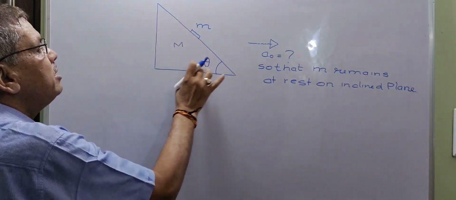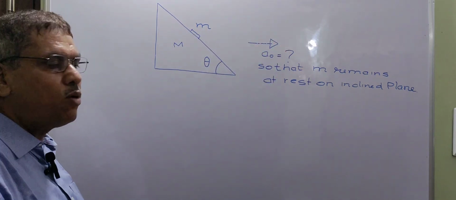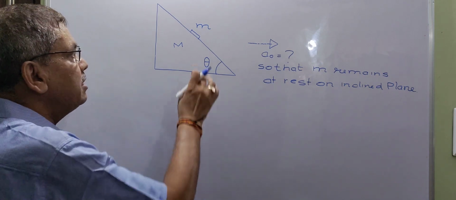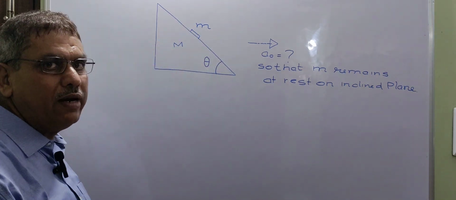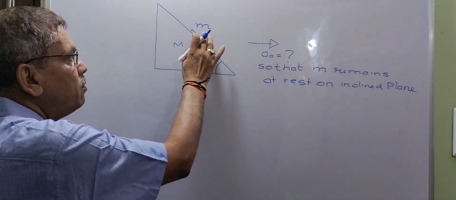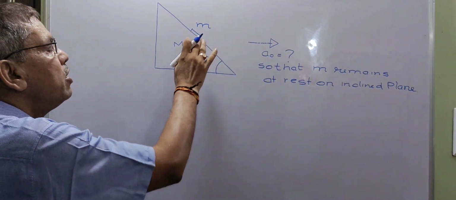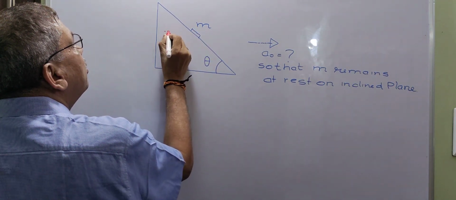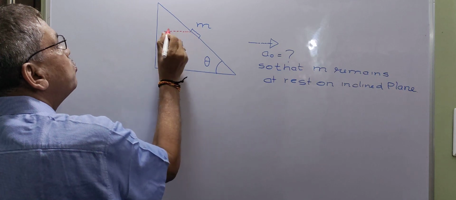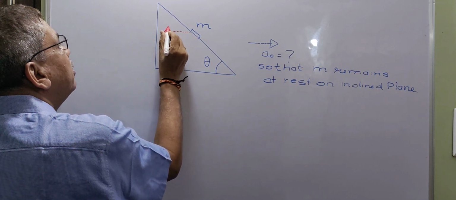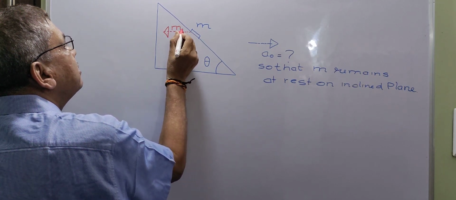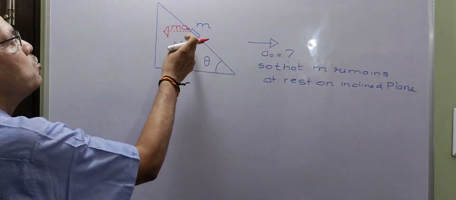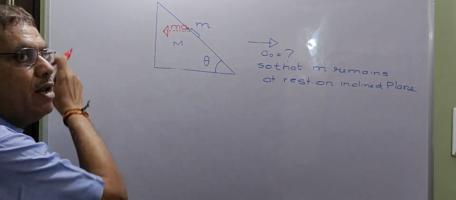Now once this wedge is accelerated in the rightward direction, this wedge will act as a non-inertial frame. And since this mass m is placed on the inclined plane, to analyze the forces we have to apply a pseudo force on this smaller block, equal to the mass of the block times the acceleration of the non-inertial frame. Since acceleration is rightward, the pseudo force acting on m will be in the leftward direction.